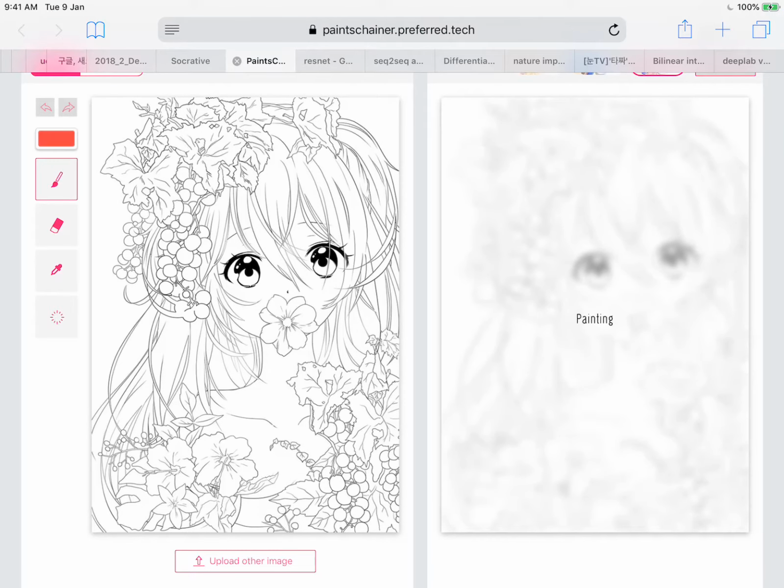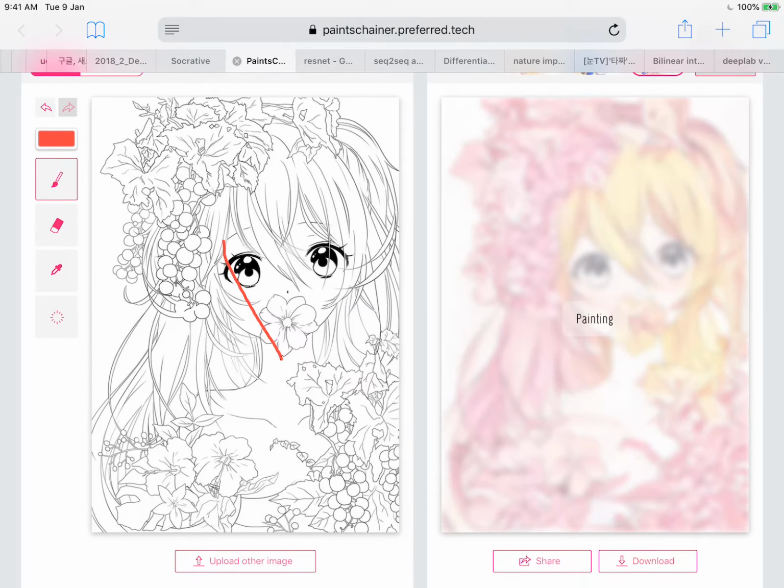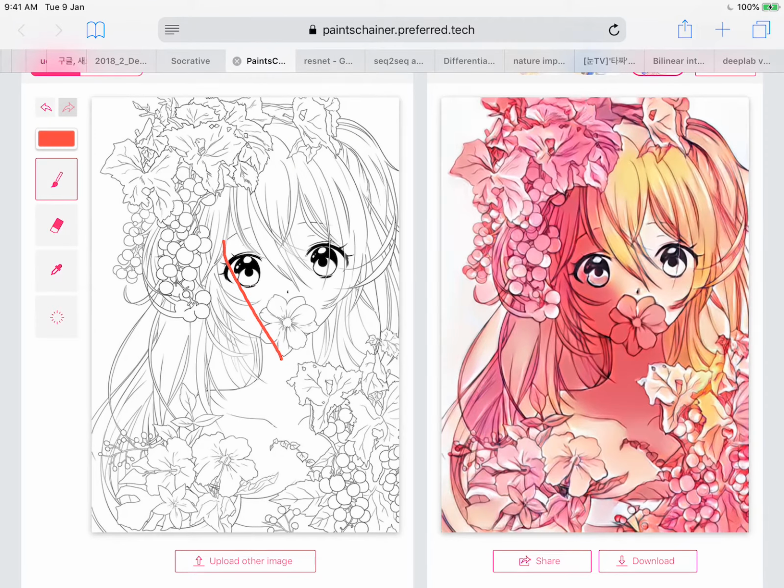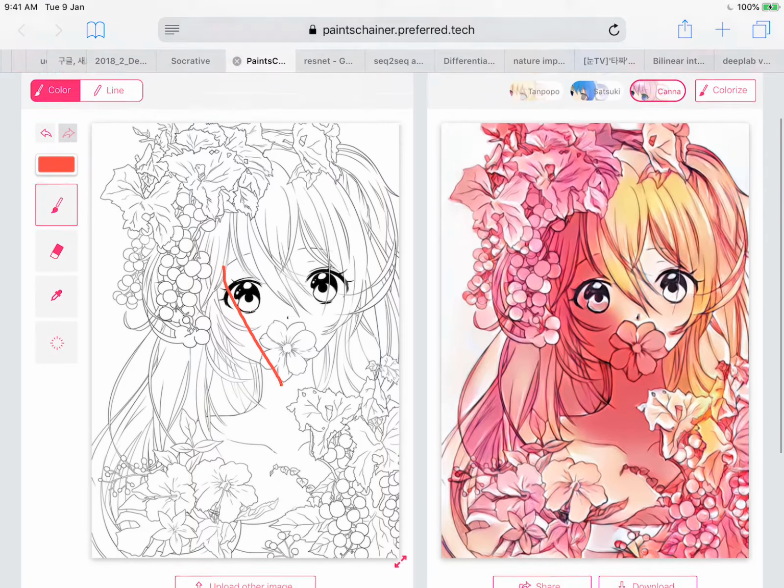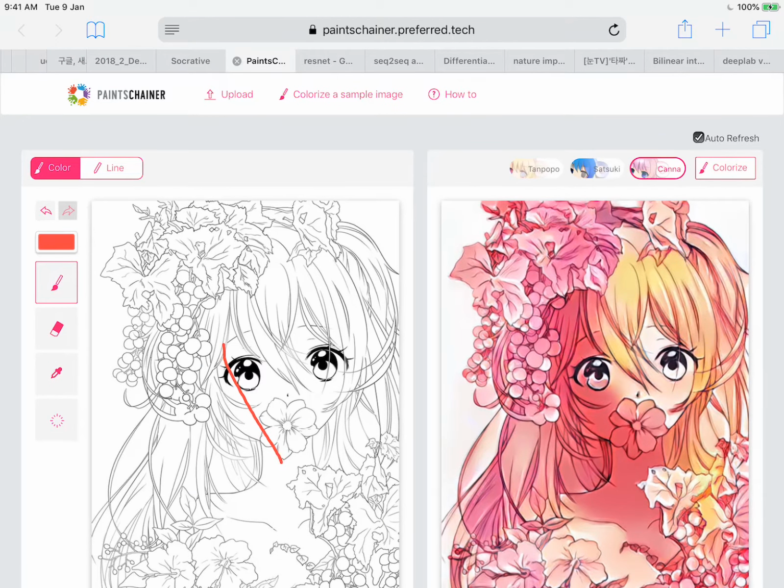Did I show this example? Okay, so it's a little bit off. Let me reset it. How do I reset it?